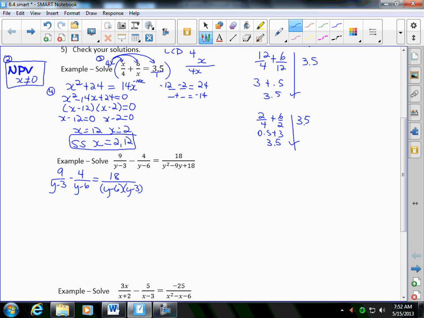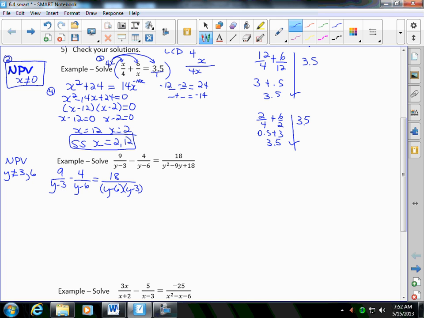So if I do my restrictions here, y can't equal 3 from y minus 3, and y minus 6, so it can't equal 6. This is just a repeat, so I don't have to worry about finding anything else. So now step 3 is to multiply both sides of the equation by the lowest common denominator.